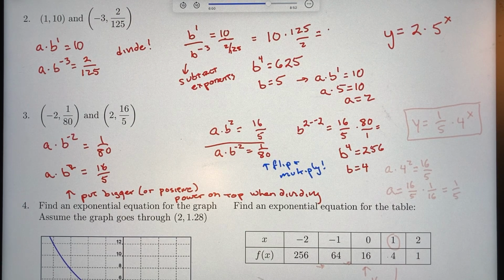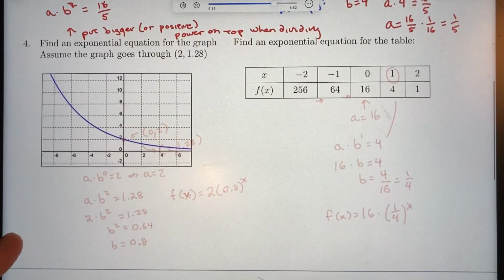And then a times b squared is 16 over 5. So a is 16 over 5. Don't divide by 16. Multiply by 1 over 16. Oh, look, the 16s cancel. We have 1/5. Don't forget to write your final answer. Y equals a times b to the x. And put a box around it if it's not the last thing.